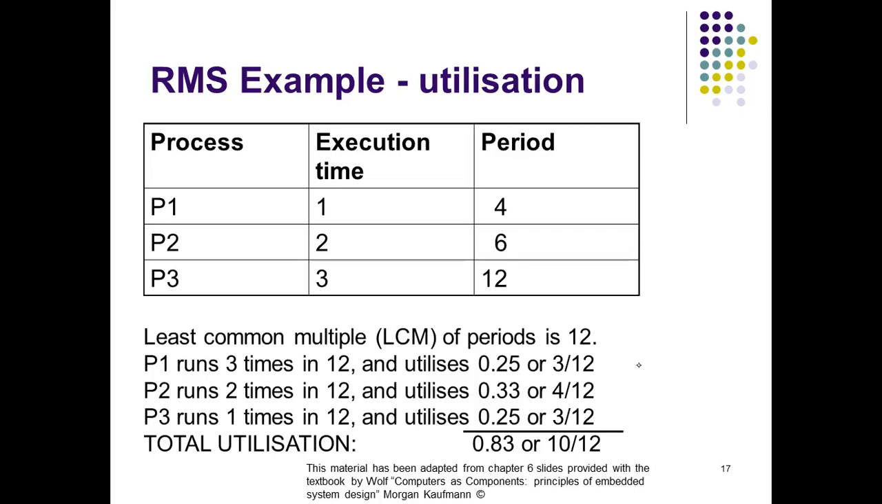Just to check that it's utilization. Utilization is the execution time divided by the period, but we're going to do this over a time span of 12. So P1 runs 3 times in 12, so 3 over 12, 4 over 12, 3 over 12. It's easy to work out your utilization. You get a total of 10 over 12.